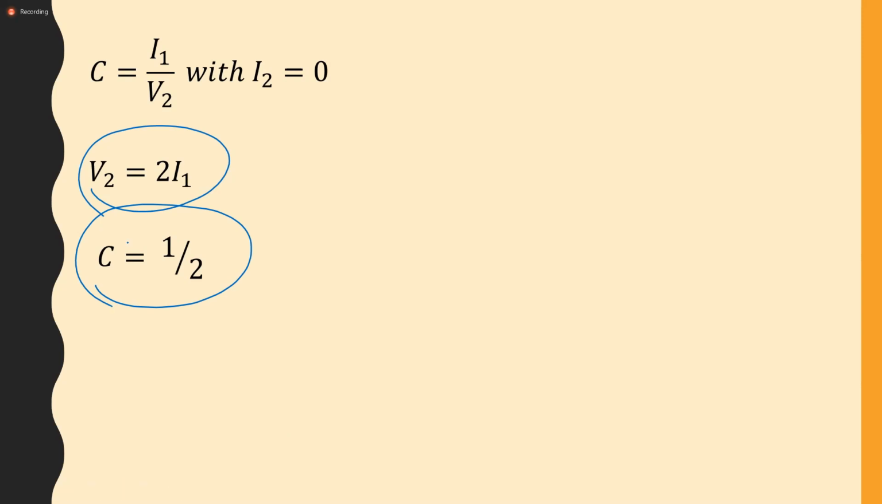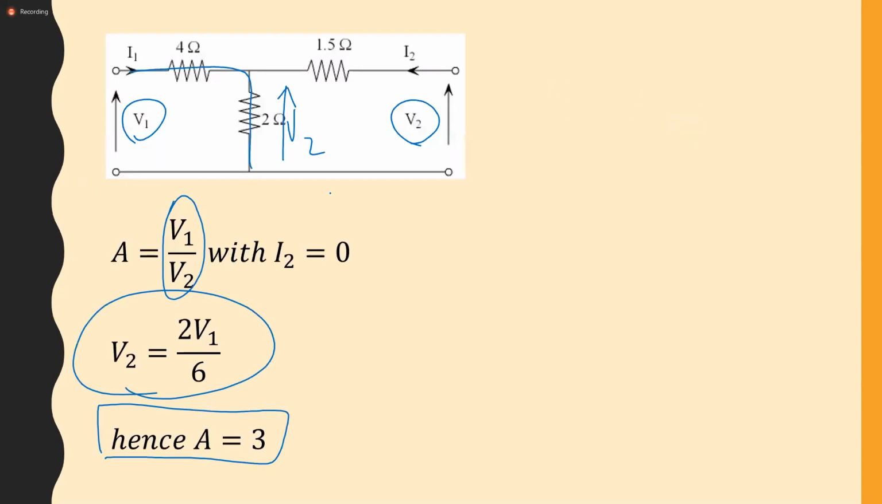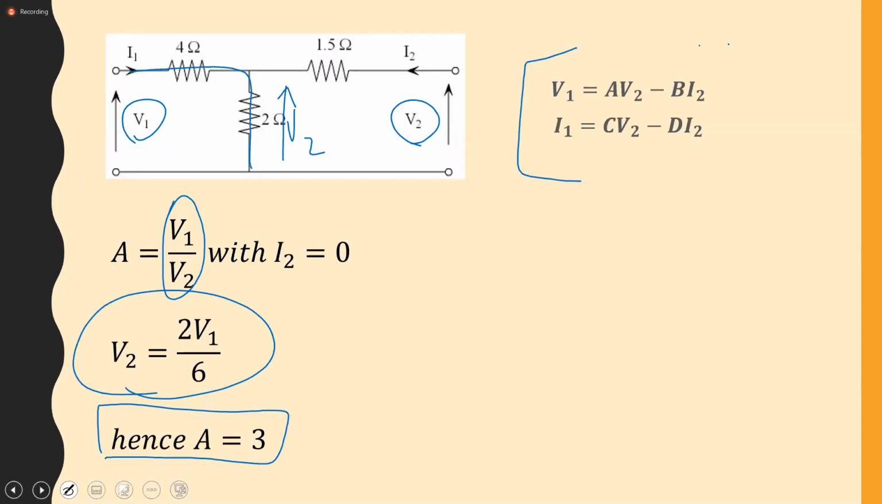Sir, can you repeat one more time, sir? We're finding A. These are our transmission equations. Fair enough? All right. With I2 being equal to 0, A is equal to V1 over V2.